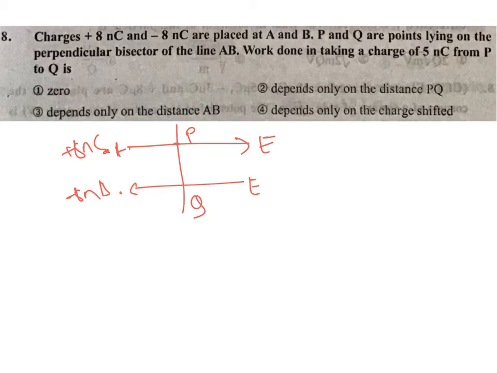Let me take it here. So now this is acting like what? The equipotential surface. This line is acting like the equipotential surface now. So the work done in taking a charge of 5 nanocoulomb from point P to point Q, like this. As it is on the equipotential surface, that's the reason why the work done is going to be how much? 0. So option 1 is the right answer.